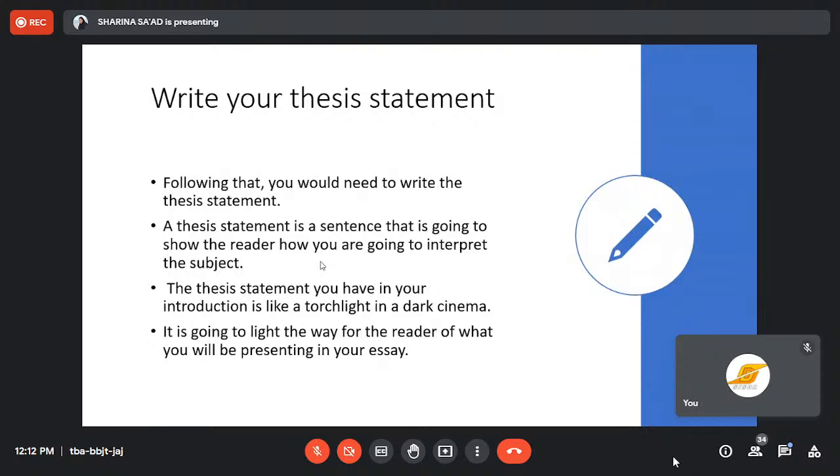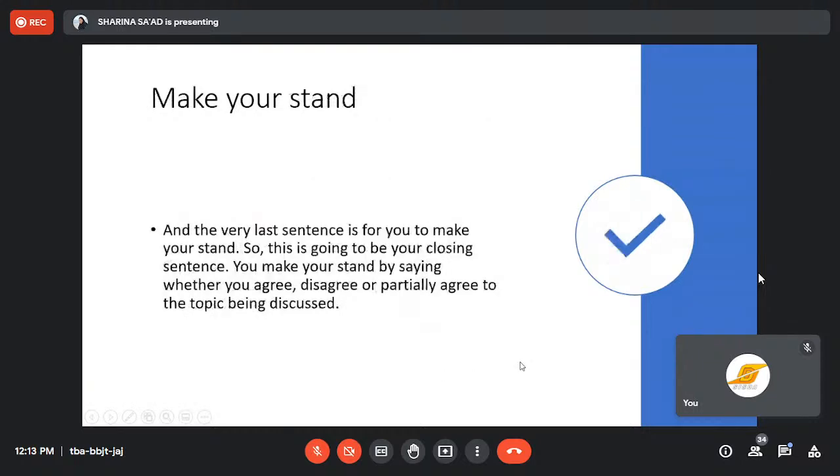So when people read your thesis statement, people will have a clear idea, oh, you are going to write about this. And these are the reasons why you agree. You are disagreeing because, oh, these are the reasons why you disagree. So you are going to give us a torchlight, a clear picture of what you are going to write in your essay. That is thesis statement. It is going to light the way for the reader of what you will be presenting in your essay.